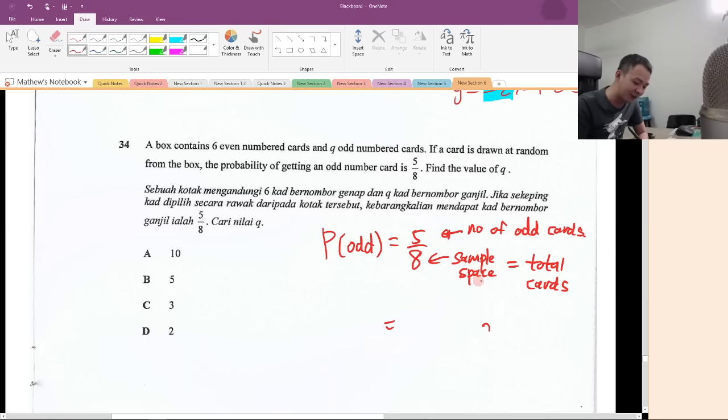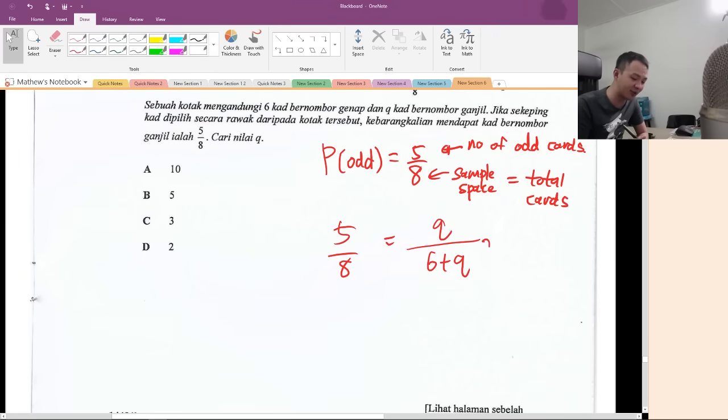So I know the total here should be 6 plus Q, because 6 is even and Q is odd, added together they give the total. And my number of odd cards will be Q. So therefore, Q over 6 plus Q equals 5 over 8. I just need to solve this equation, then I can get Q easily.